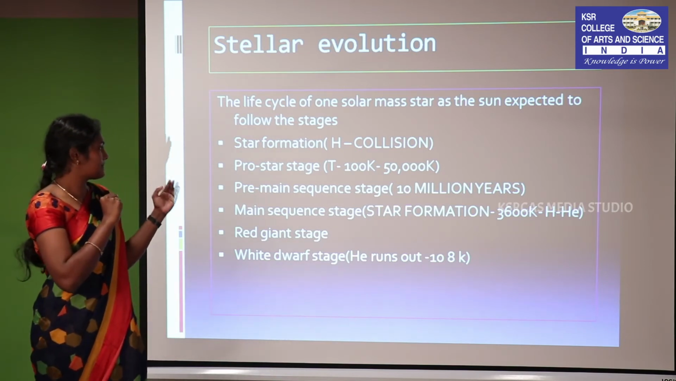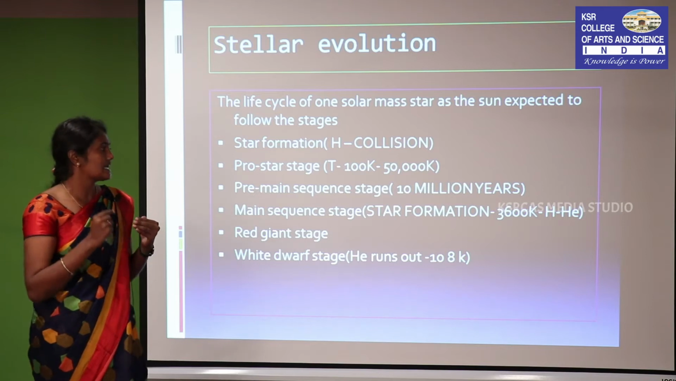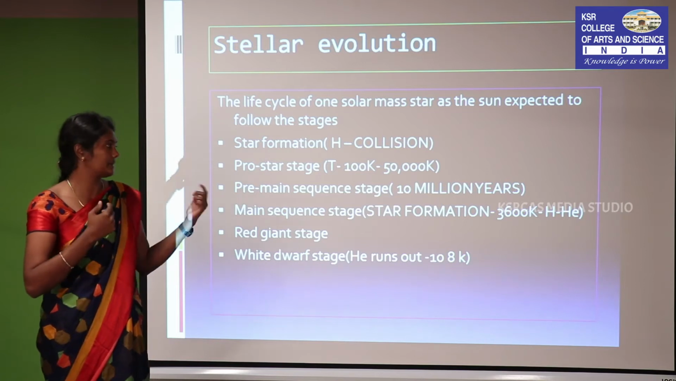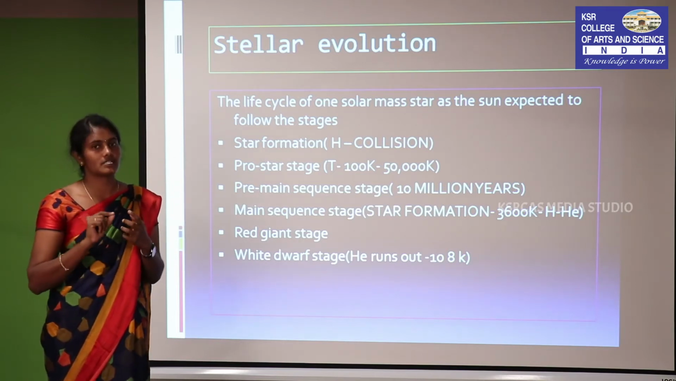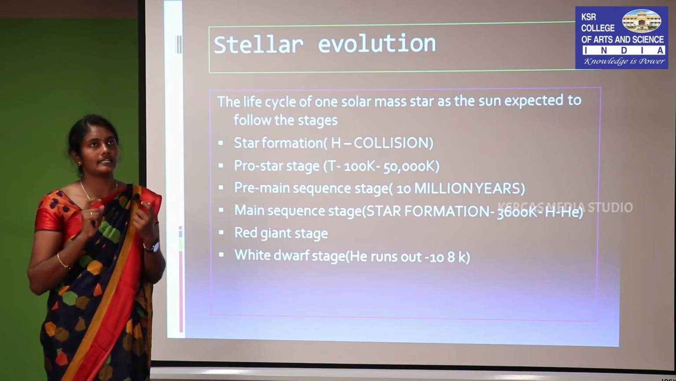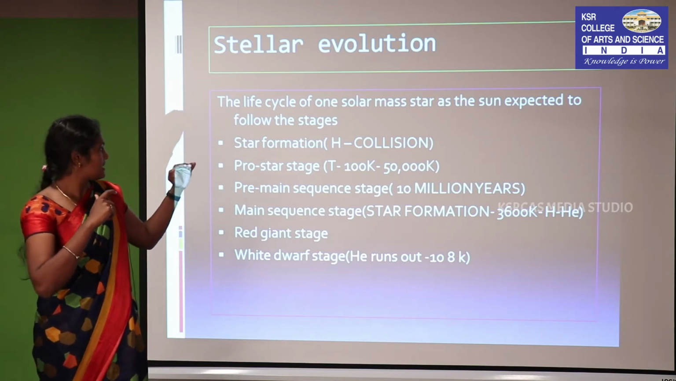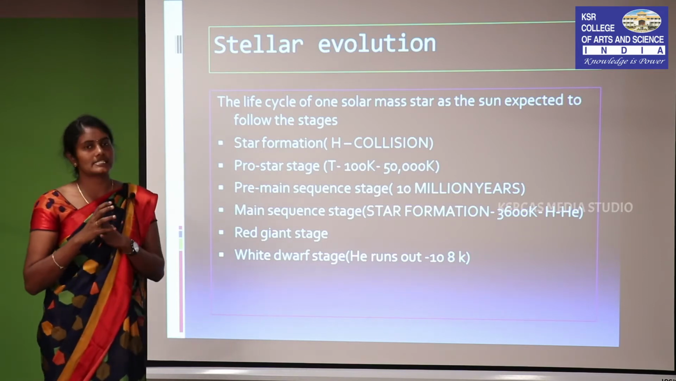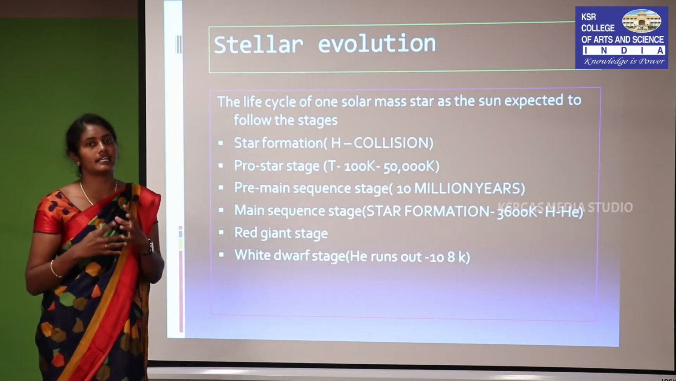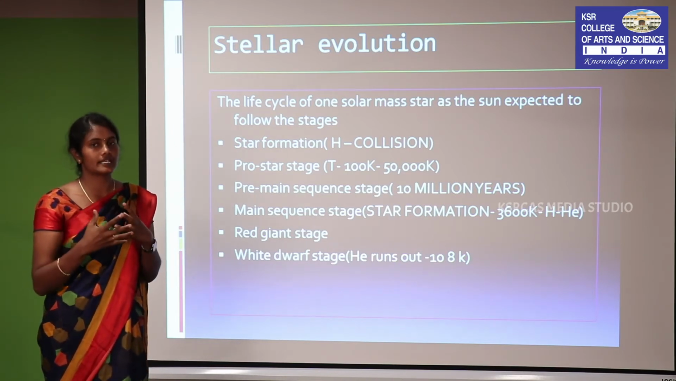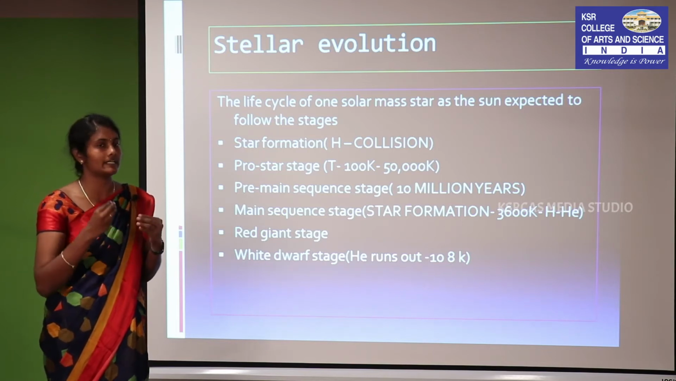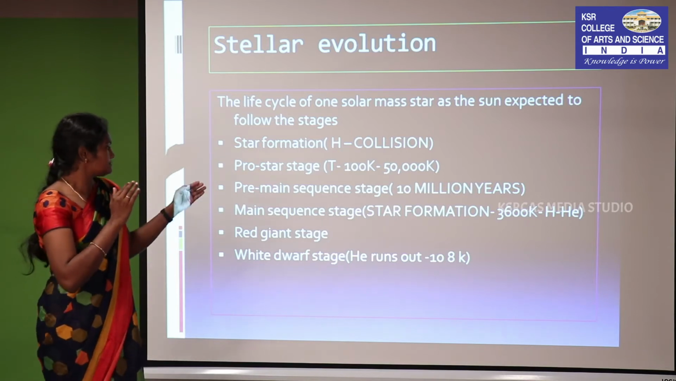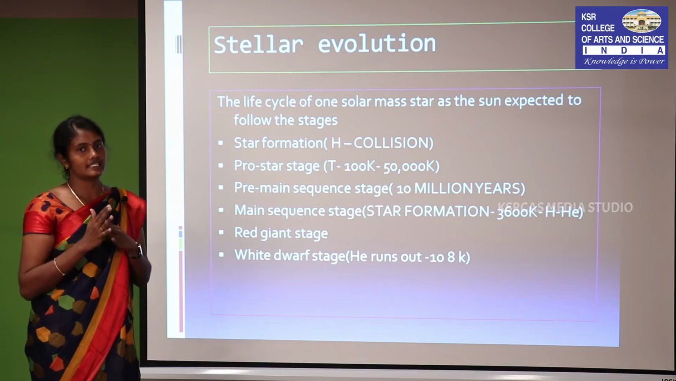After the pre-main sequence stage, we have the main sequence stage. In that period, the visible stars form. The temperature is about 3600 Kelvin. Between star formation and the pre-main sequence stage, only hydrogen atoms fuse together. In the main sequence stage, the star formation is due to the hydrogen and helium atom combination. So the nuclear reaction is huge and the temperature is comparatively higher than the protostar stage, that is 3600 Kelvin.